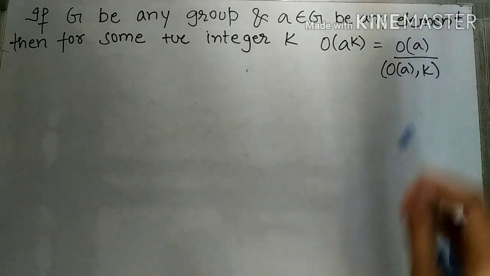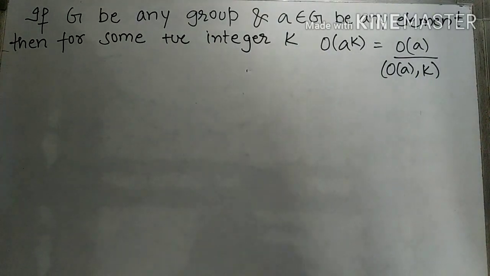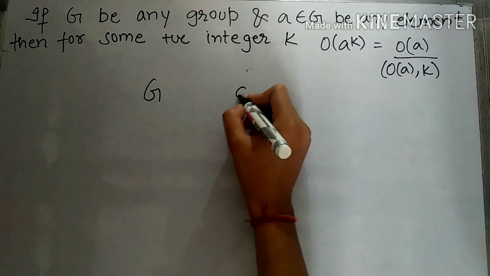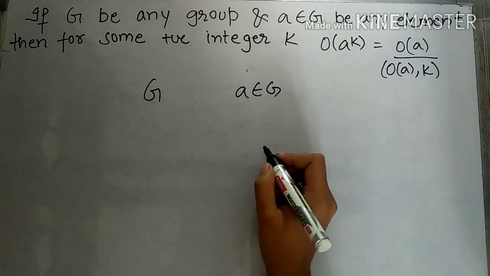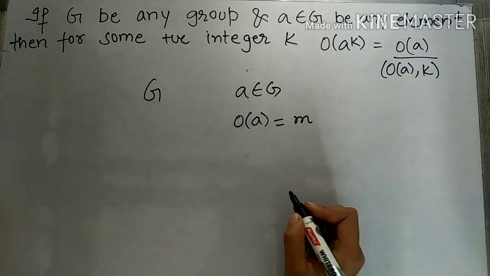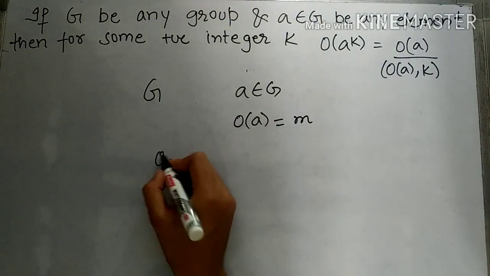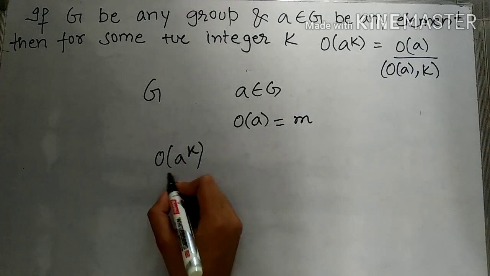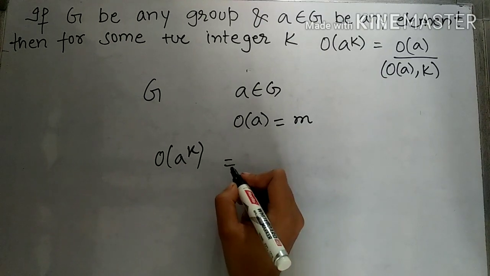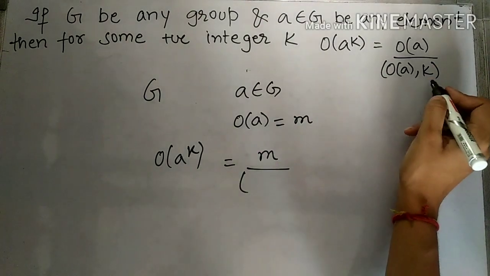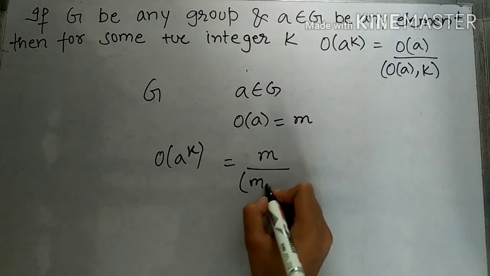That is, friends, if we are given any group G and we take any element from the group G, such that the order of a is m, then we can find the order of any power k, where k is some positive integer. The order of a raised to power k will be equal to nothing but the order of a, that is m, divided by the GCD of the order of a comma k, that is GCD of m comma k.